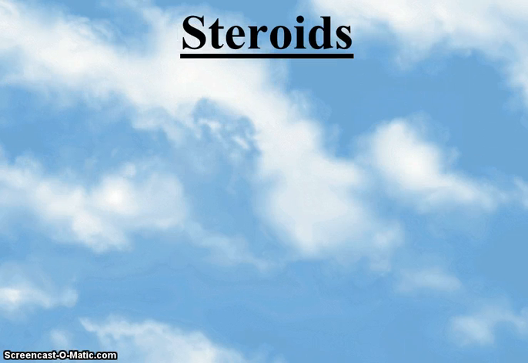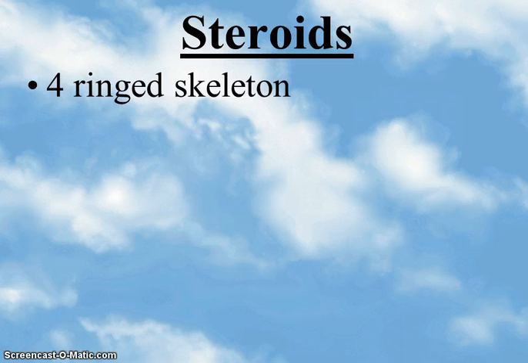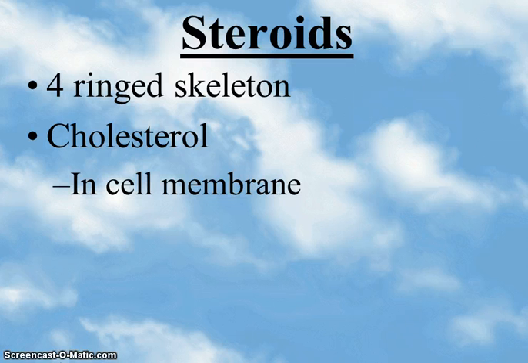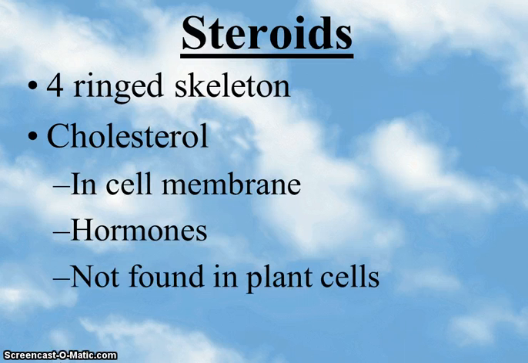Steroids are another type of lipid, and again, they're going to be ringed structures. Cholesterol is a good example of a steroid. Cholesterol is found in the structure of cell membranes, in hormones, but cholesterol molecules are not found in plant cells.